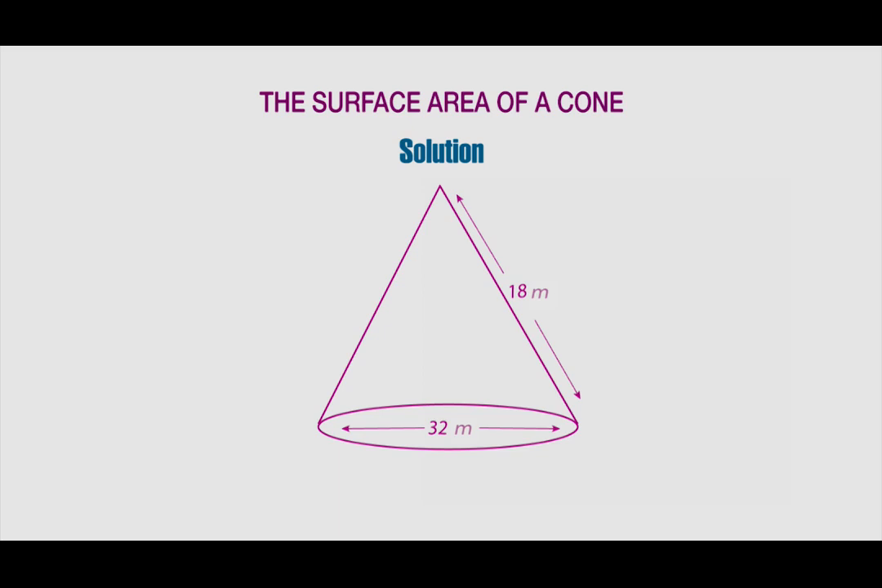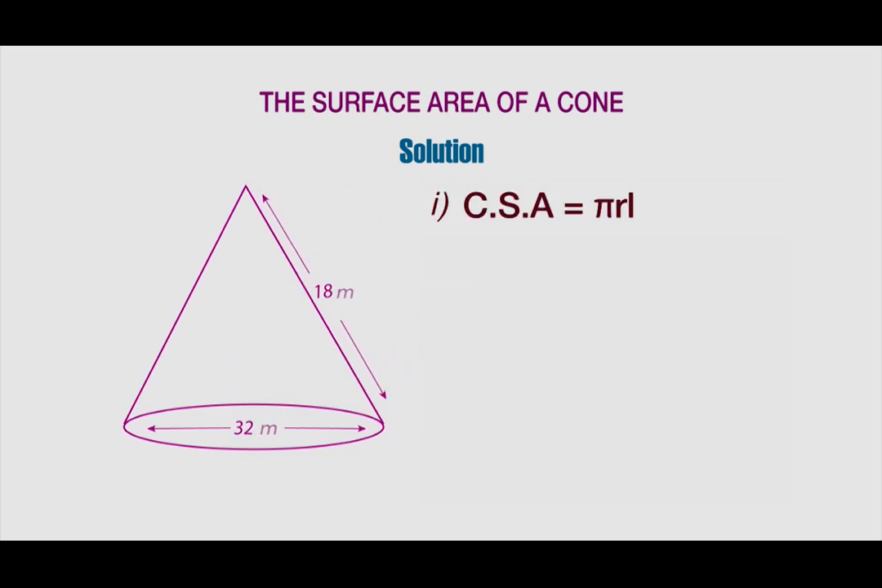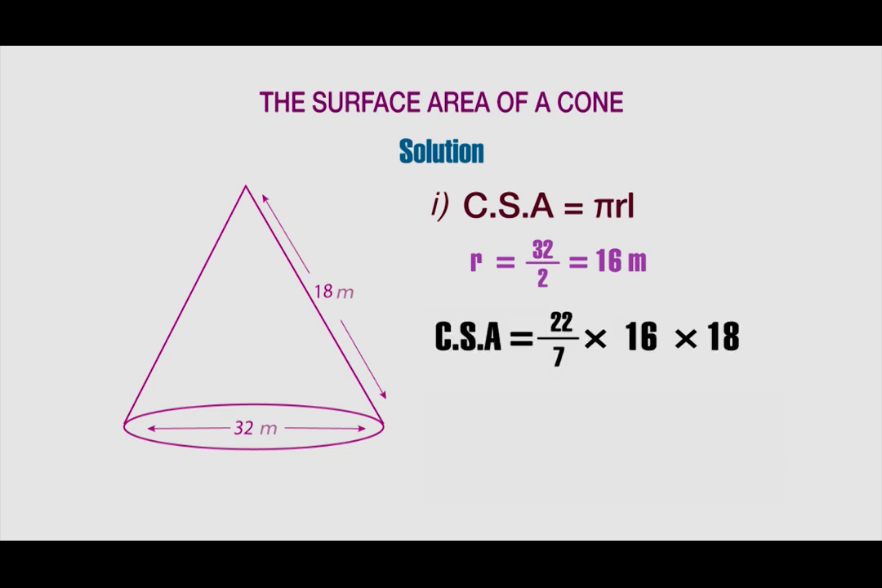We find the curved surface area, which is pi r L. Now, our diameter was given as 32, so we need to calculate our radius, which is half of the diameter. So in this case, our radius will be 32 divided by 2, and that is 16 meters. We then substitute this into the curved surface area formula, and that gives us 22 divided by 7 multiplied by 16 multiplied by 18. And that will give us 905.14 meter squared.